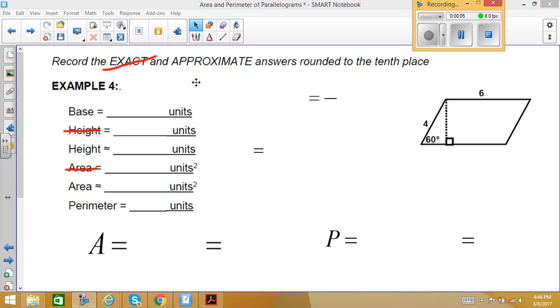Alright, there is no mistake here. They skipped example 3. There was no example 3 in your paper. It went to 4 from 2. So in this video we'll be looking at example 4.